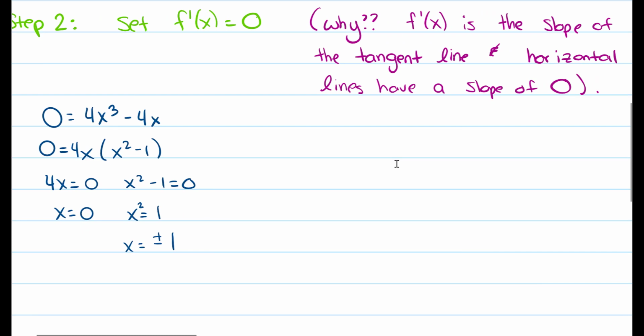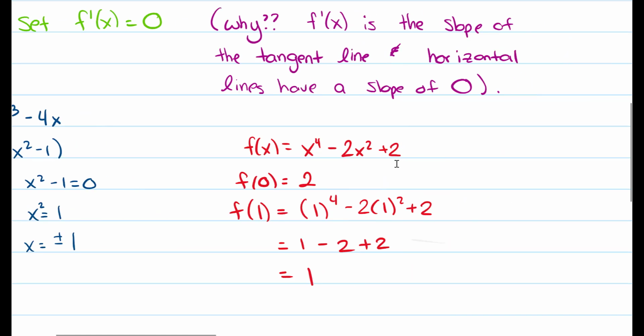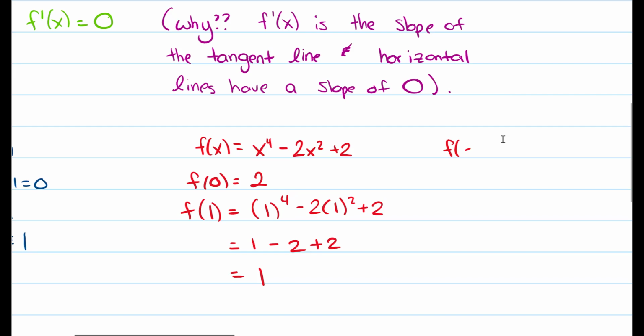So we have our equation as f(x) = x^4 - 2x^2 + 2. So f(0) is just going to be 2. f(1), you get 1, and f(-1), you get 1 as well.